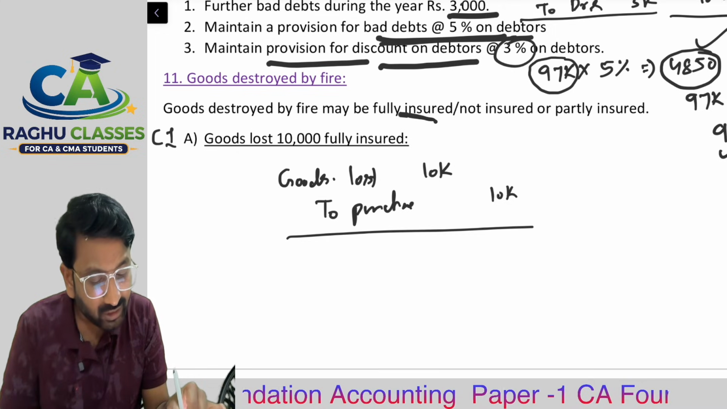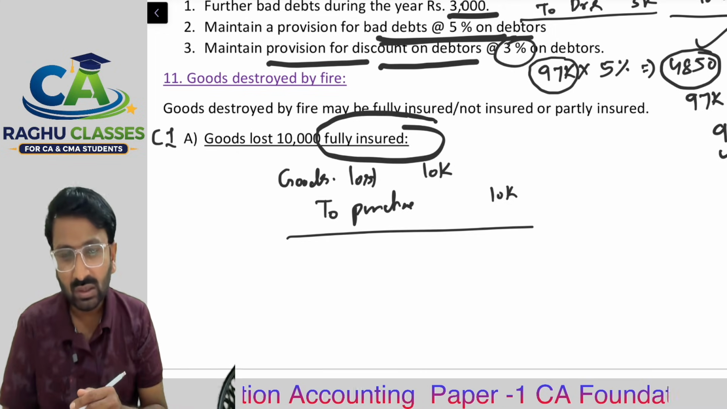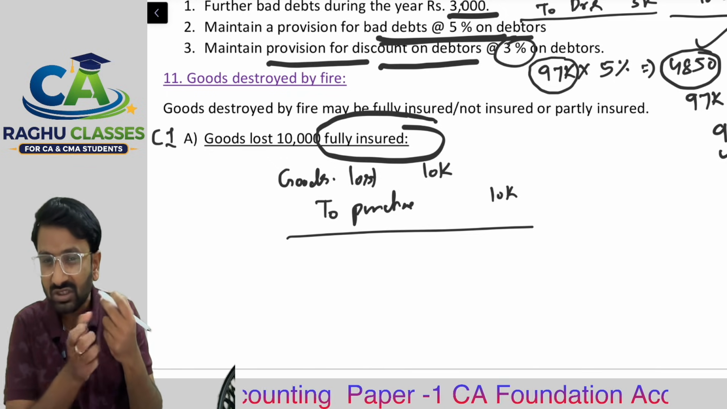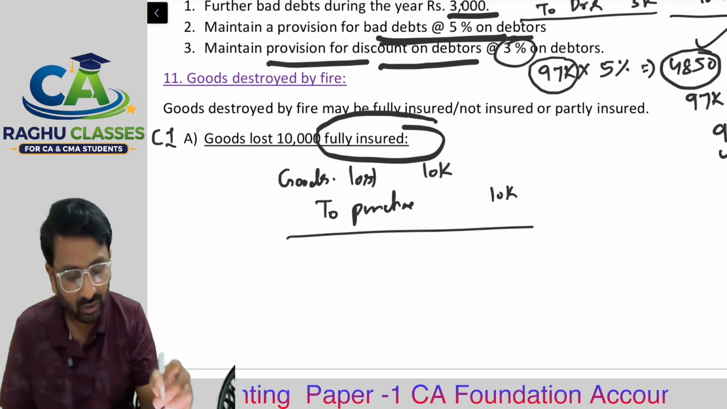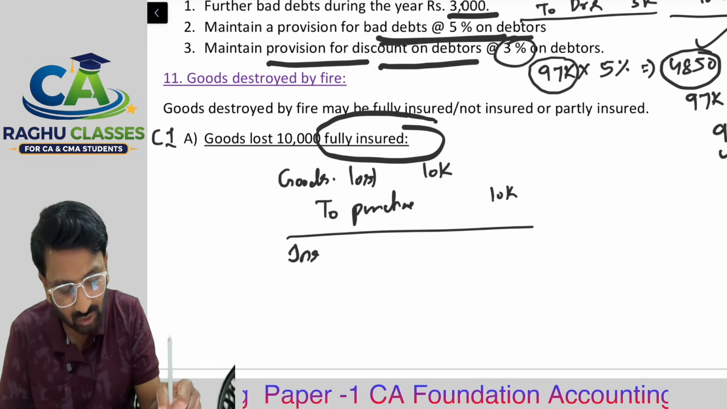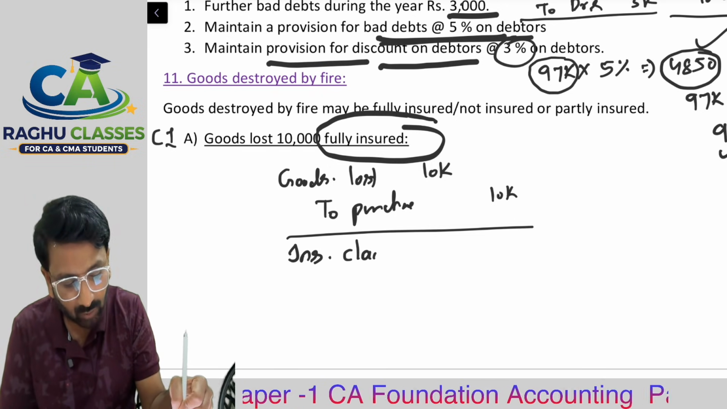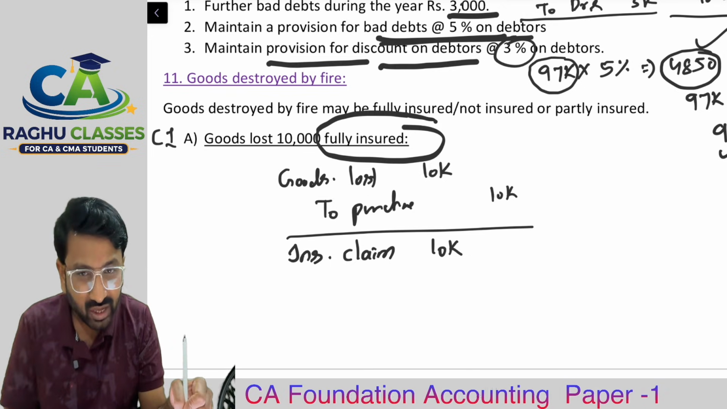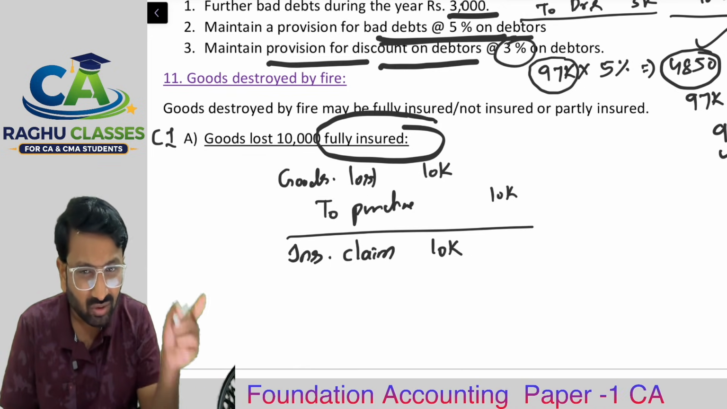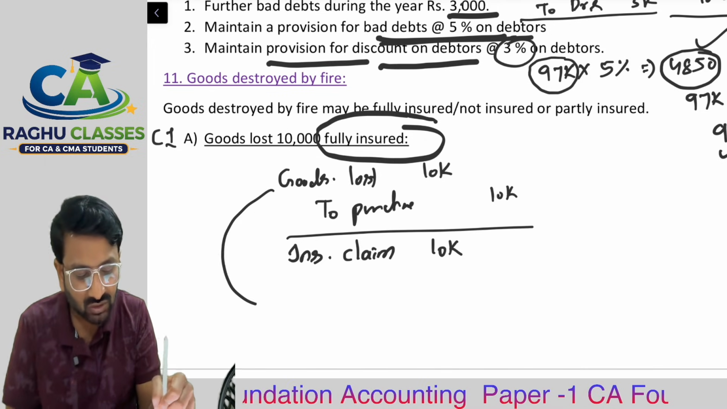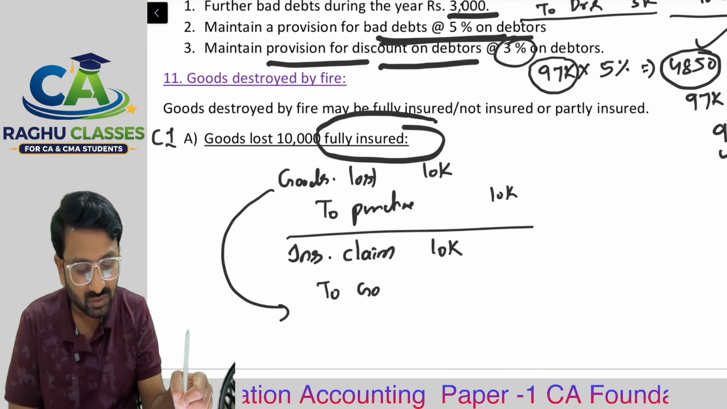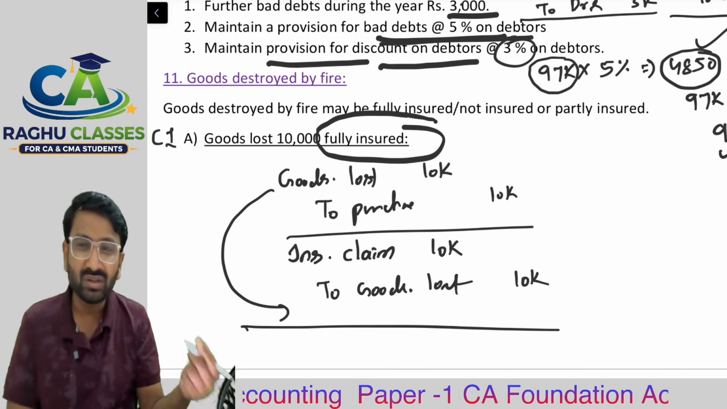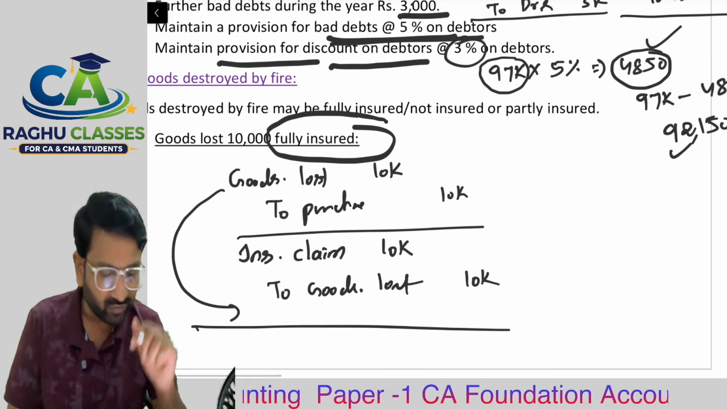But this entire 10,000 is fully insured. If it is fully insured, I have to get the money from the insurance company, which is like an asset for me. It's like a right for me. So I'm going to debit an asset called insurance claim account because I have a right to get the money. And if I'm getting the entire 10,000 from the insurance company, my loss is effectively zero. So I'm going to reverse this goods loss, because there's no loss for me whatsoever. That's it.